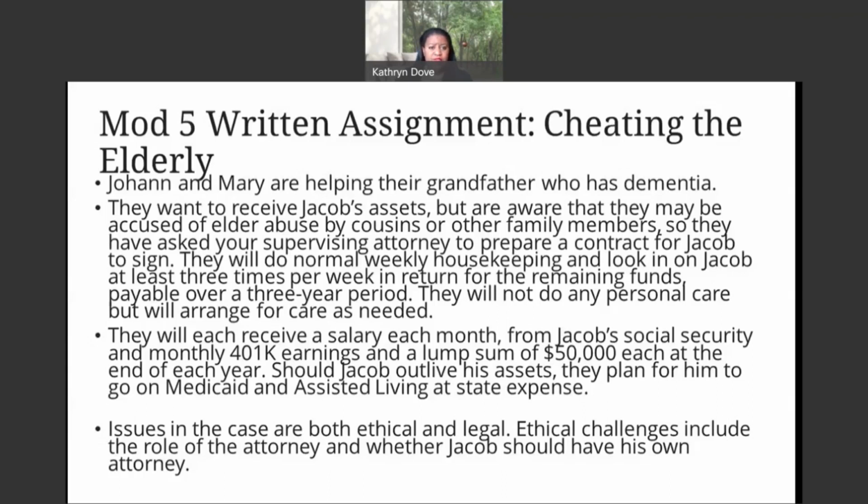They want a salary from their grandfather's Social Security and his 401k earnings, and they want a lump sum of $50,000 at the end of each year. Does that sound fair to you? Or does that sound like Johan and Mary are cheating the elderly? Should Jacob outlive his assets, they plan for him to go on Medicaid and assisted living at state expense. This is the agreement. So the issues in this case are both ethical and legal. Ethical challenges include, what is the role of the attorney? And should Jacob have his own attorney?